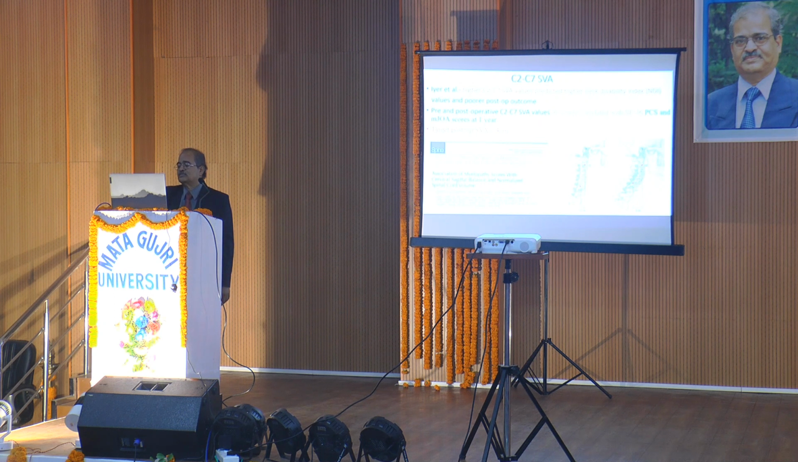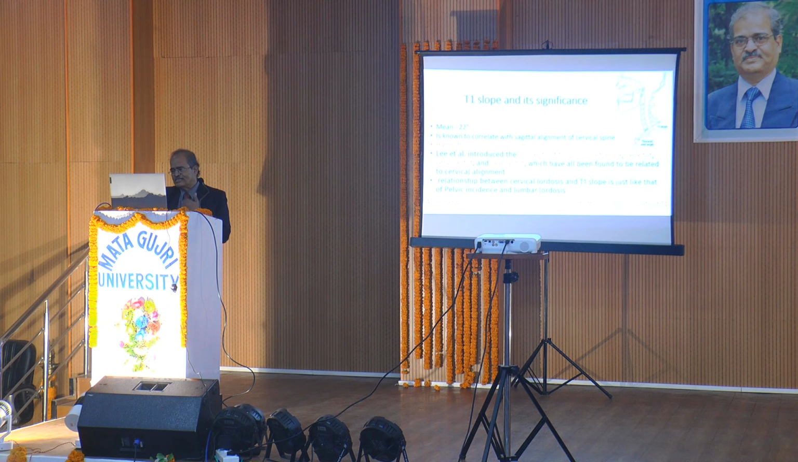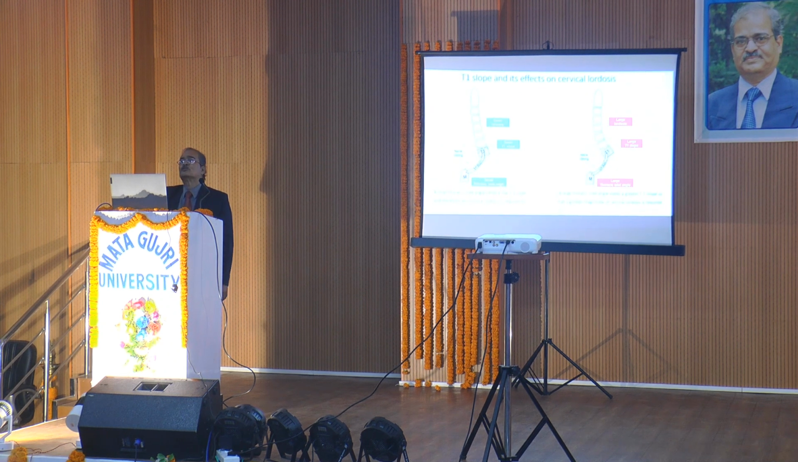There is a diagram showing toppling of the column in that. And this is the significance of T1 slope. Normally it is 22 degree. I will be skipping this slide and going directly. If you have a small T1 slope, you try to have a small lordosis. If you have a large T1 slope, try to create the lordosis.